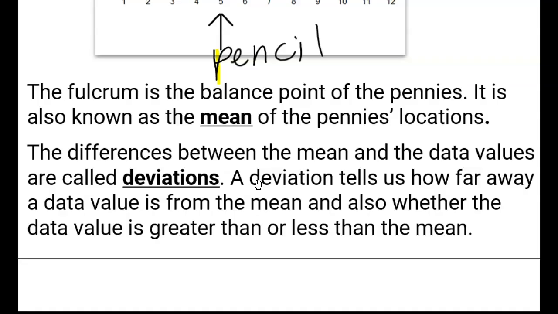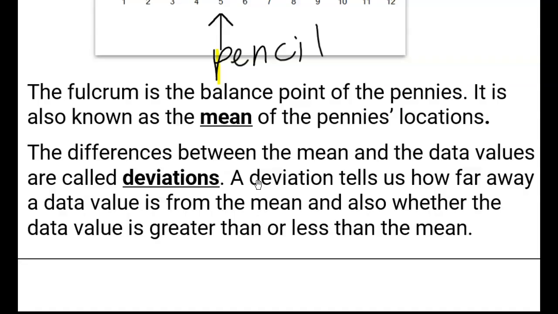Okay, the difference between the mean and the data value. So that is the calculations I was doing where we were subtracting the distance from the penny to the pencil, right? So when we were 2 inches to the right, what number were we at? 8. To the right, 8. Good, so we did 8 minus 6. What was that? 2. The deviation was 2 because that's the difference from the data value to the mean, which was 6. This tells us how far away we are from the mean, and it also can tell you whether it's greater than or less than the mean.